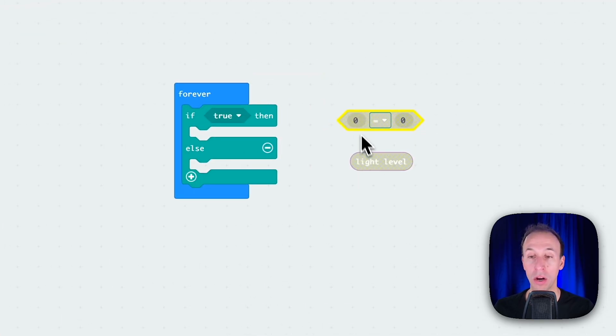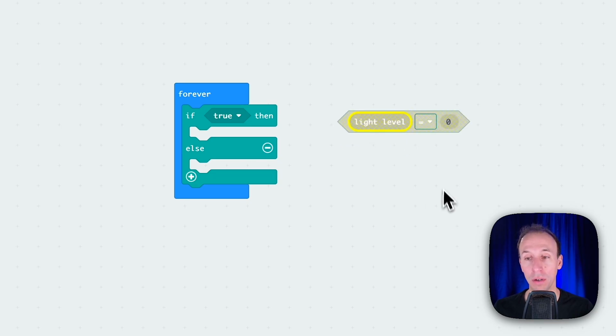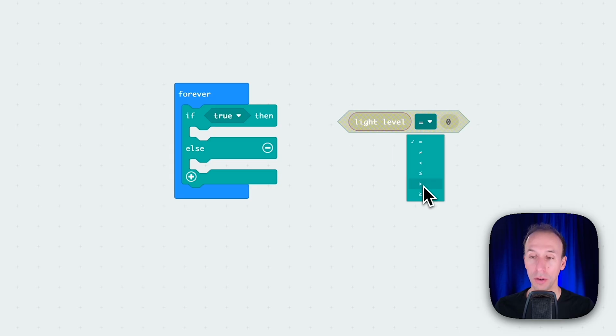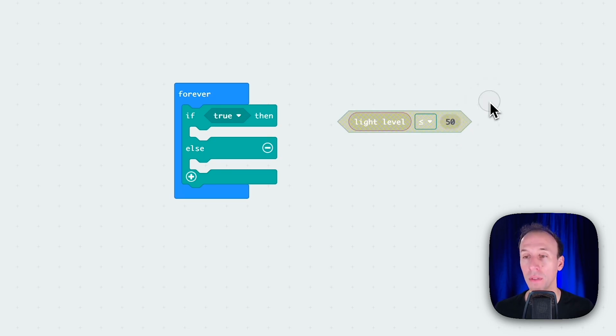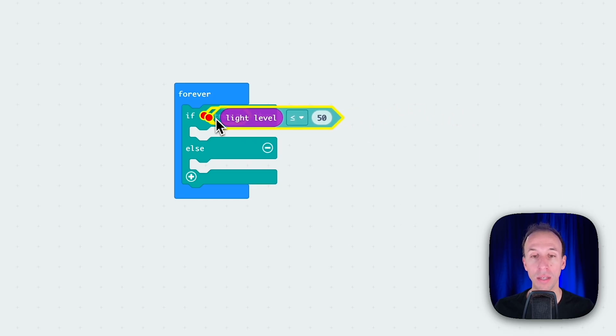And we want to compare the light level with a number. So take the light level and put it in one side of the comparison. And then if you click here, you have a bunch of operators here. You have equals, not equals, less than, equal to, greater than or equal to. We want the lights to turn on when it's below a certain number. So let's just choose the less than or equal to, and let's choose 50 for this. And drag that comparison right into our if statement.